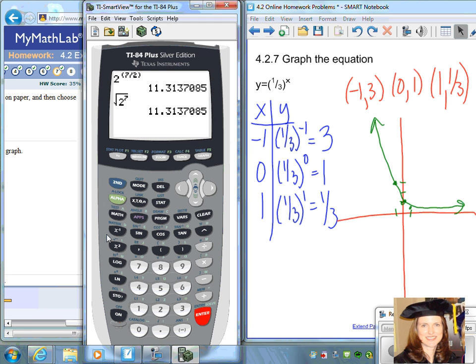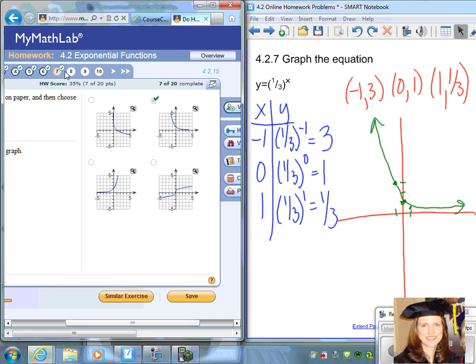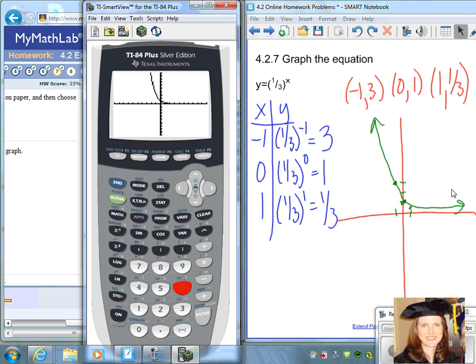Okay, if you want to compare how this looks on a graphing calculator, you're going to go to the y equals, clear whatever's in there, and we're graphing, in parentheses, 1/3 raised to the x power. And I start off with the standard zoom, 6 for standard zoom, and you see the exponential decay function. Okay, so with these, making a table, plotting a few points, and you can also check with the graphing calculator.